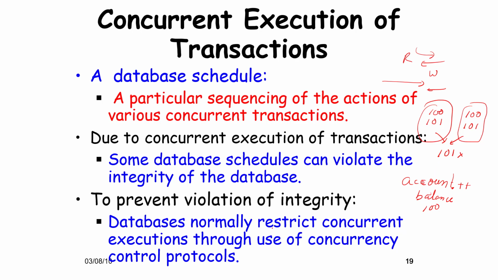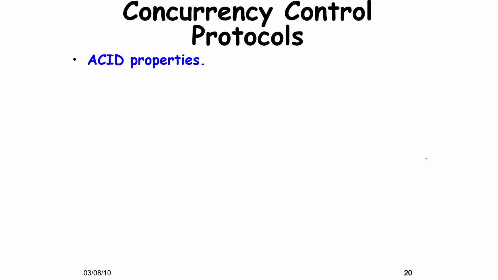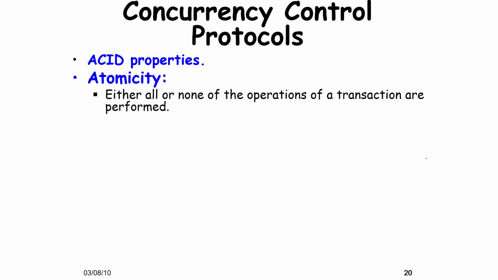Databases definitely do a good job in restricting concurrent executions. They have concurrency control protocols which precisely do what I said: the moment they detect the same variable is being accessed, they let one transaction finish before allowing the other one to begin. So the concurrency control protocols are important. Before discussing that, let us discuss the ACID properties in a database.